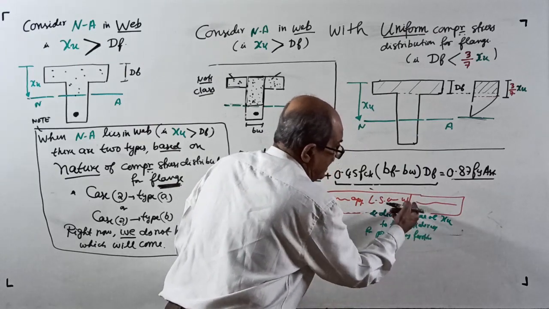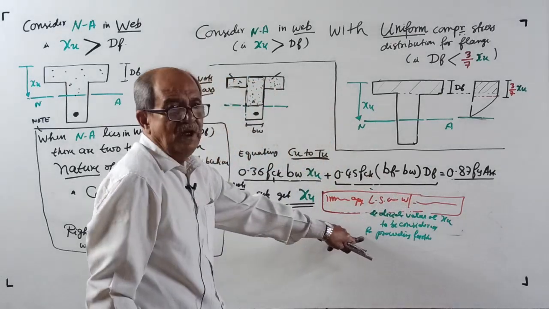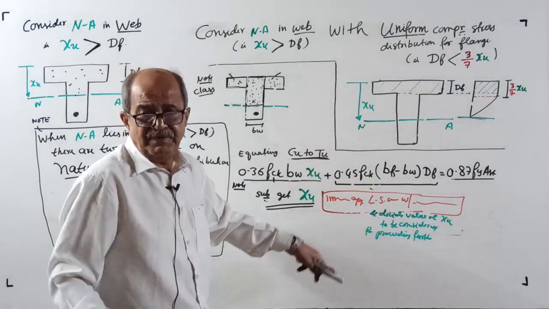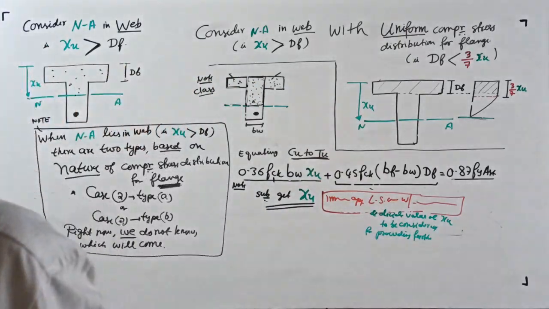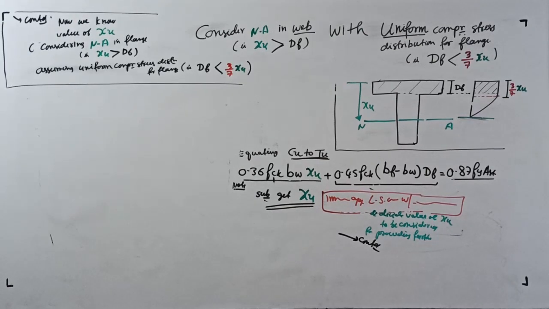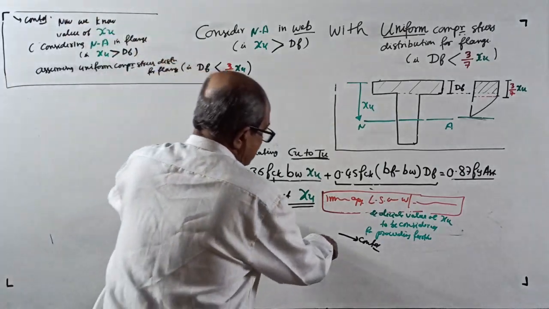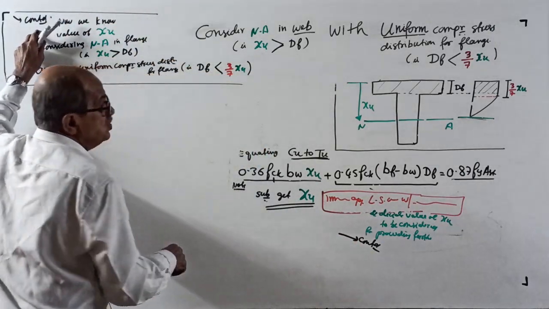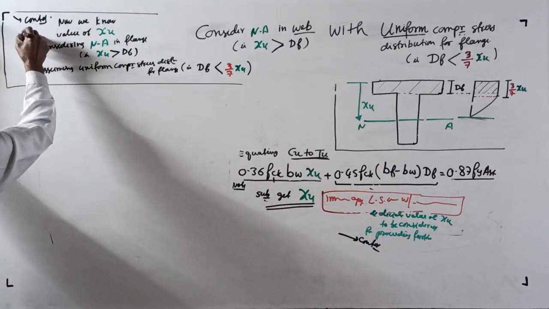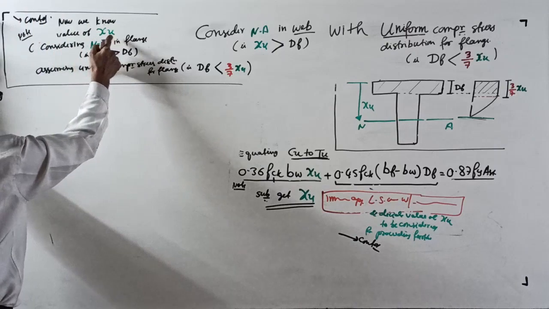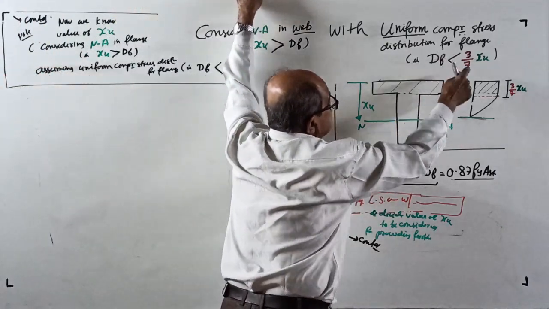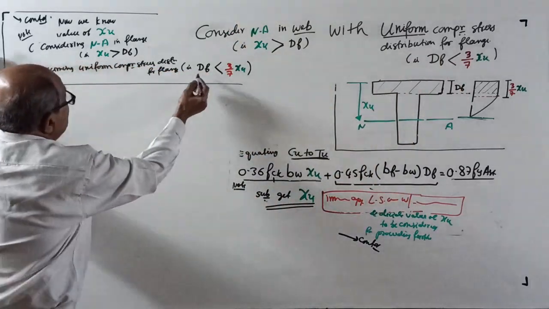Okay, over. Now we got the value of xu. Now I will rub the board. This all I will rub and start once again fresh. You should write neatly in a book. Now we know the value of xu considering neutral axis in the web with uniform compressive stress distribution for flange. That is, assumptions are there.